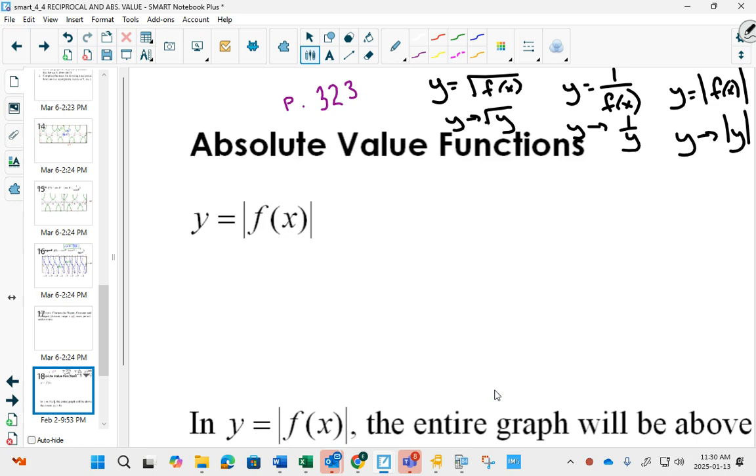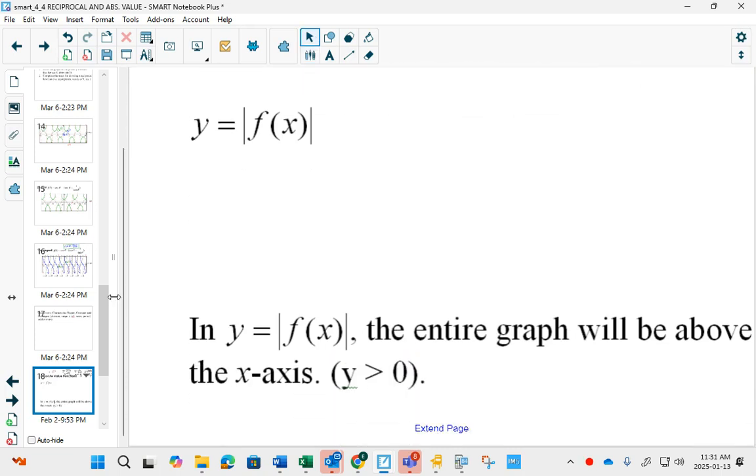Okay? So, does it make sense that absolute values are always positive? If you have the absolute value of a function, the entire graph will be up and above y equals 0, because all of your y values will be positive.